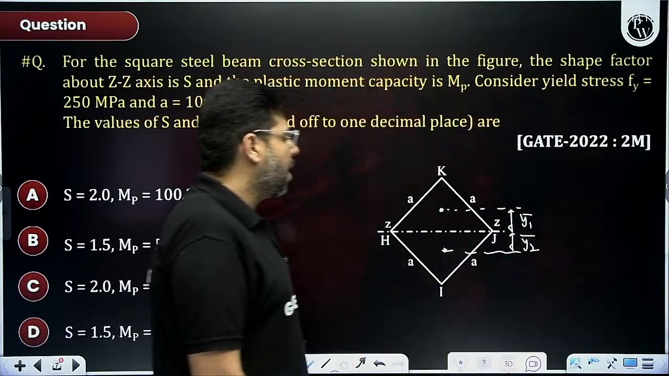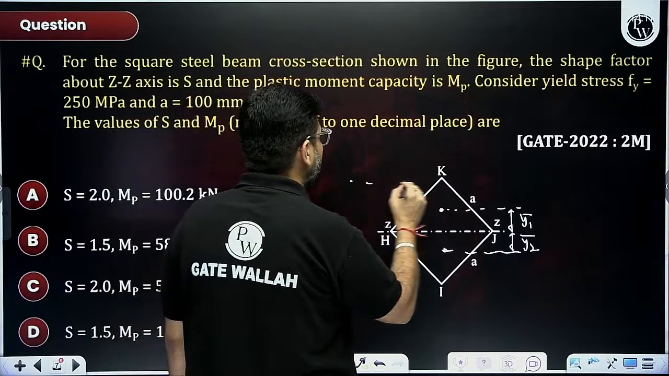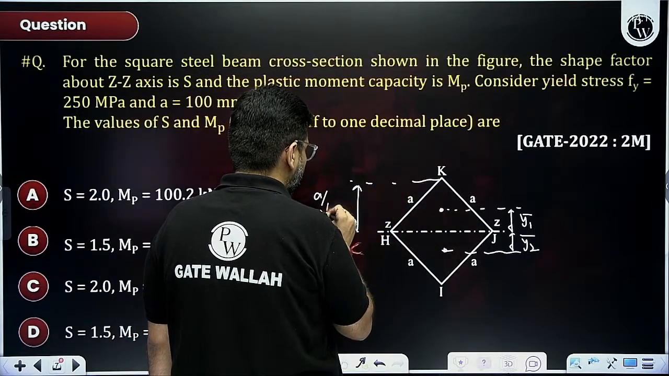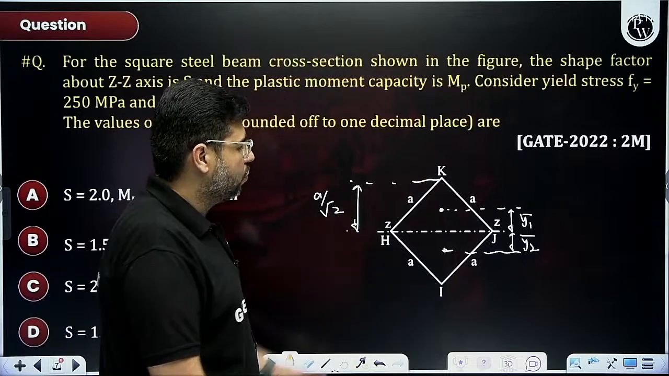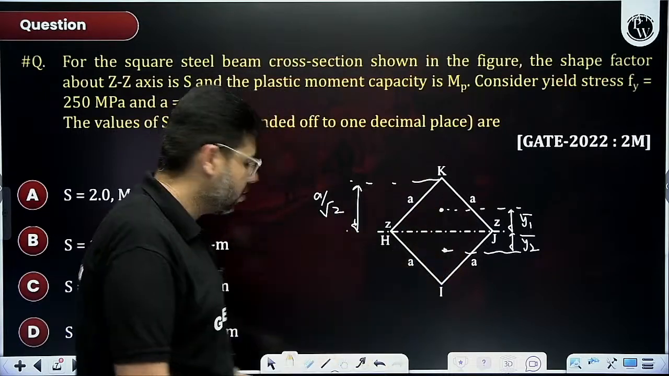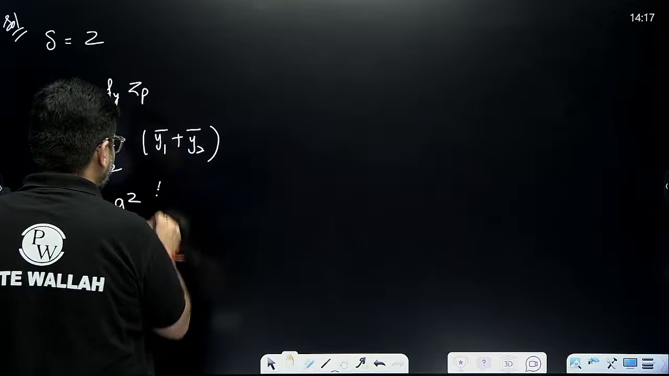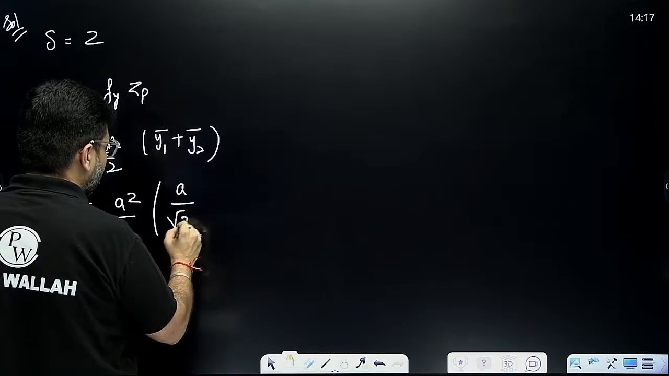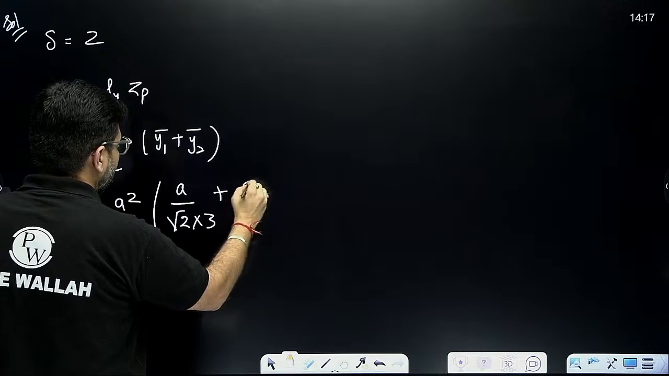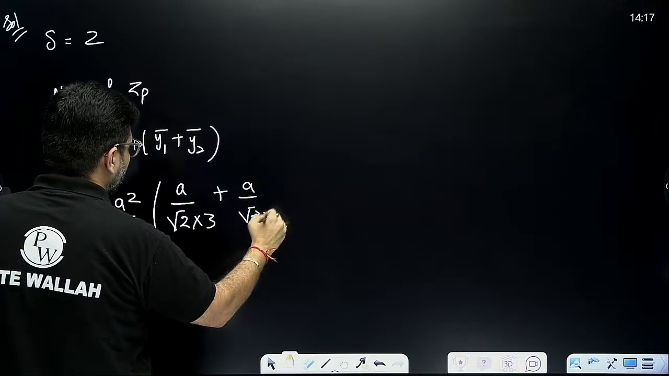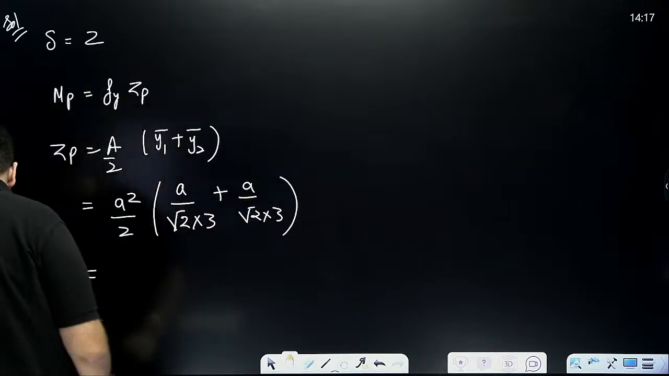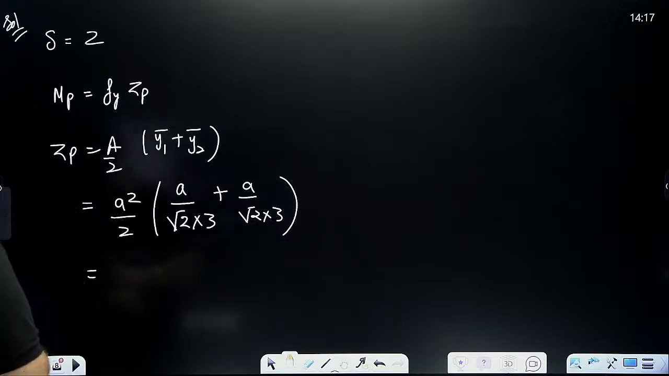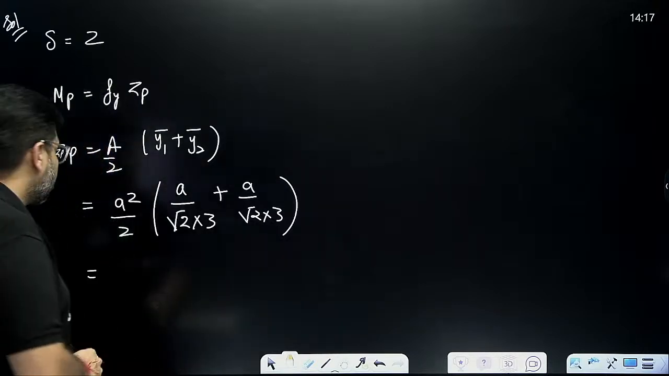See, Y1 bar, Y2 bar will be how much? See, this one will be how much? That is A by root 2. I can say this height, so this is A root 2 by 3. Both will be same. That is A by root 2 into 3 plus A by root 2 into 3. Put everything, find out the value of ZP here. Then proceed further.